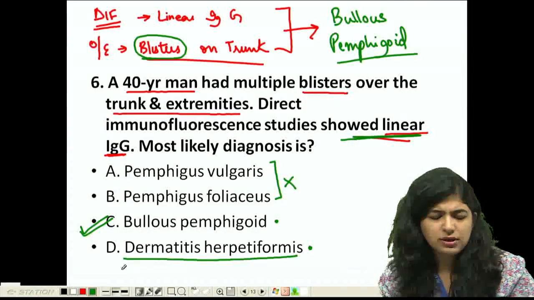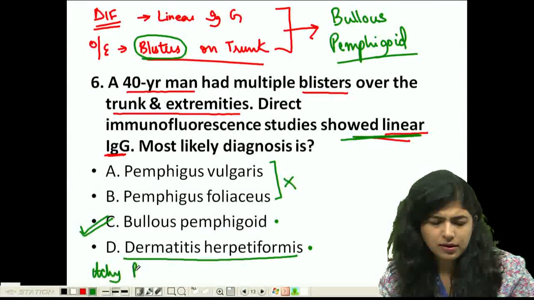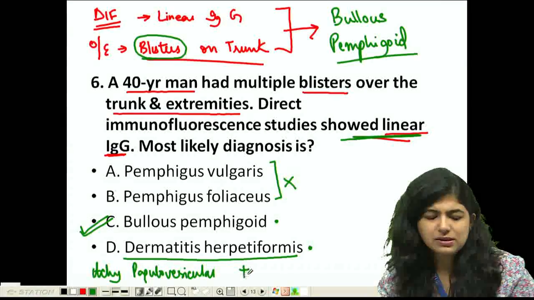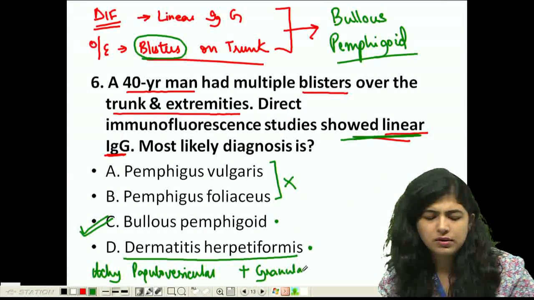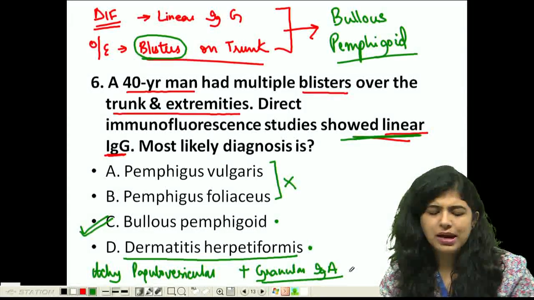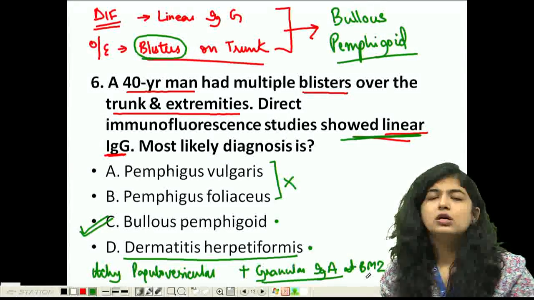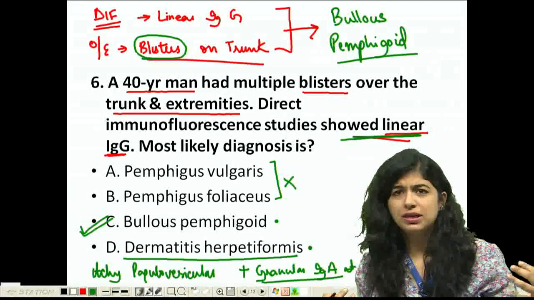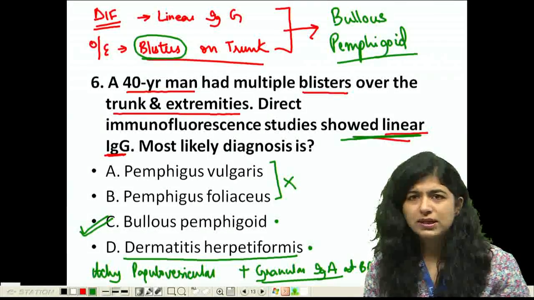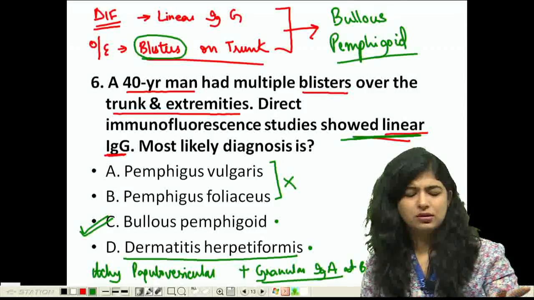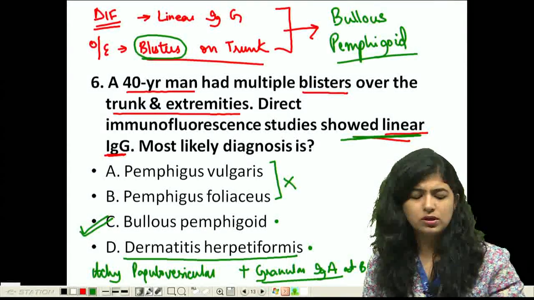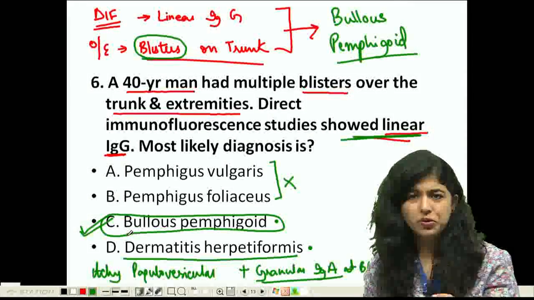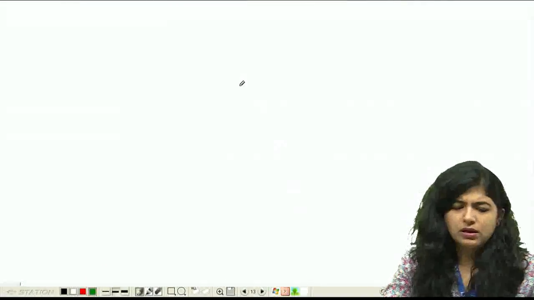Why is this not DH? DH will show you multiple itchy papillovesicular lesions. Every time the question will talk about papillovesicular lesions. Plus DIF will show you granular IgA at the basement membrane. So it will be granular IgA with itchy papillovesicular lesions predominantly on the extremities. That is what dermatitis herpetiformis is. This question is a typical description of bullous pemphigoid. There has to be absolutely no doubt. This is an easy one. Do not go wrong with this.